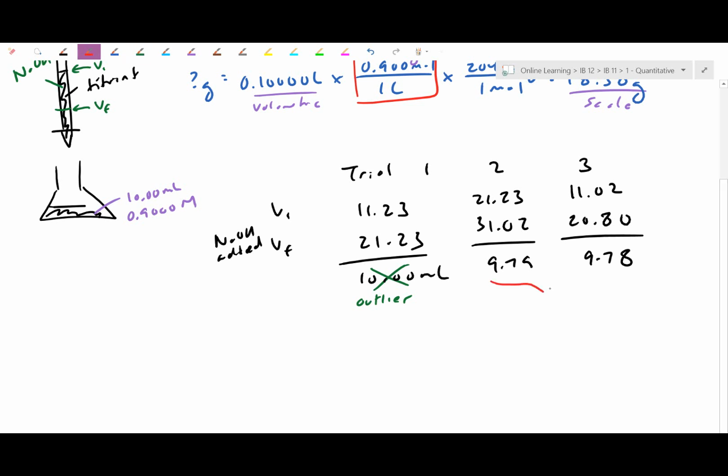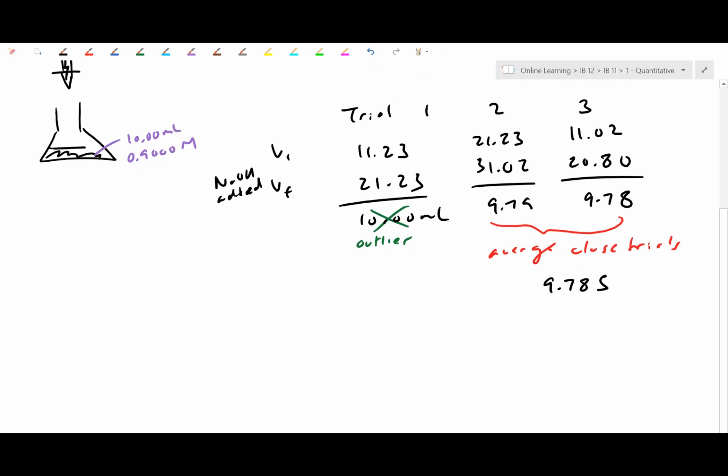What you can do here is you can just take the average between the close trials. So average your close trials. In this case here, if I had the extra decimal place, it would be 9. You just add the 2 divided by 2, 9.785 like that. But again, because we're only limited to these 3 digits here, this would still round back to 9.79. So this says, on average, what volume of titrant did I add in? I needed 9.79 mils of the base to kill off all the acid that's in solution.